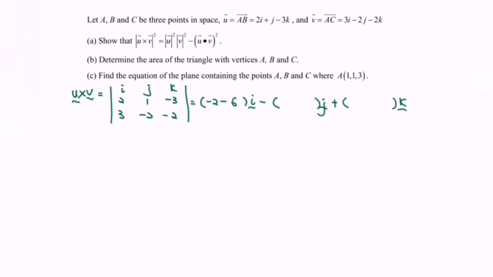Focus on the second part, close up the j, where we have i cross with the k. So we will have -4 minus 3 multiplied with -3. So in here we will have -9, so here we will have +9.